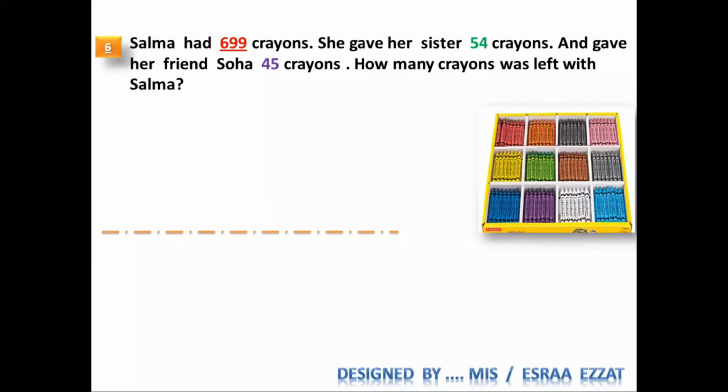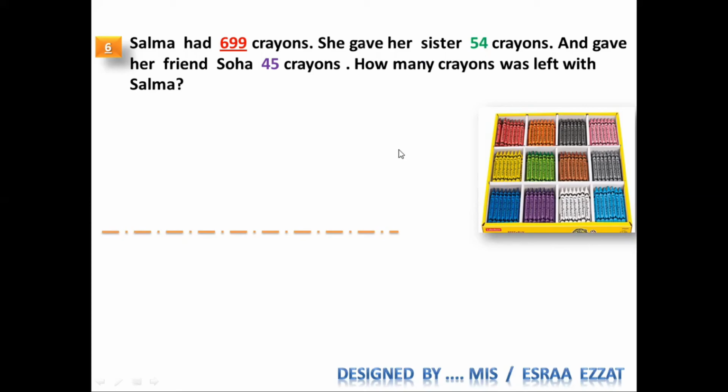Let's take another one. Salma had 699 crayons. She gave her sister 54 crayons and gave her friend Soha 45 crayons. How many crayons were left with Salma? This problem is called a two-step word problem. And to solve this problem, we will use both addition and subtraction to get the answer. So the first step is to use addition to get the total crayons with Soha and Salma's sister.